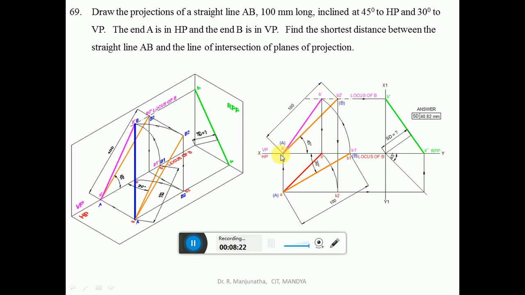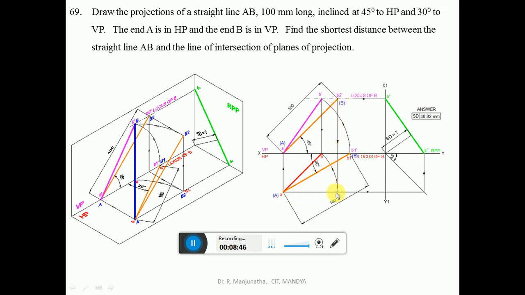Join A dash B dash with a dotted line. Now we need to find out the top view. To find out the top view, first we have to take the true length in the front view. Since we know that this is the true length in the vertical plane, make that line parallel to VP. Since A is in front of VP, B2 also should be in front of VP by the same distance. So draw a vertical projector from B2 dash to the top view.